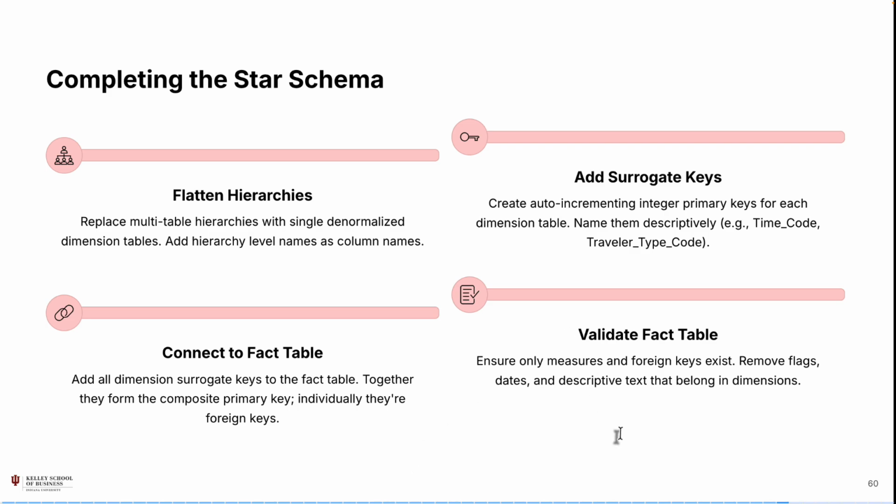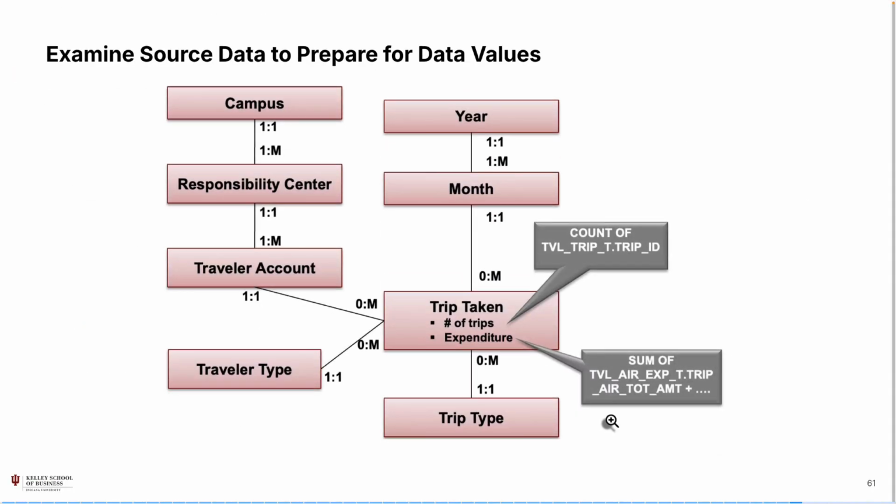And then we need to validate the fact table. And this is the most important step. This will ensure the fact table is pure. It must only contain numeric measures and foreign keys. And we need to ruthlessly remove all descriptive attributes. We also need to remove raw date columns. So come back to the trip example. So here we need to think about the count of the trips and also the expenditure of the trips.